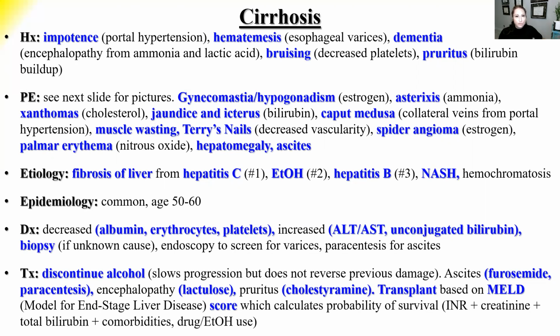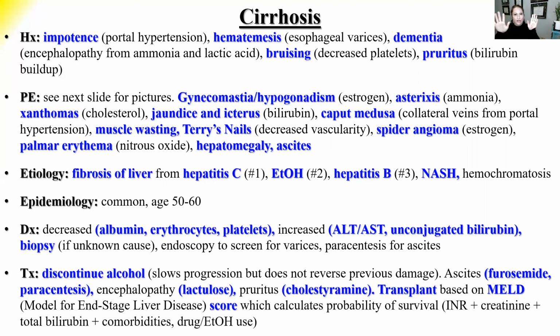They may develop bruising easily because they have decreased platelets. Remember, the liver has a huge role in the development of platelets. They may develop itching because of the bilirubin buildup. We can't get it out of the body, and so it starts to get itchy. We'll look at some pictures on the next slide here. Gynecomastia or hypogonadism. They have a buildup of estrogen in the bloodstream that can't be filtered out, so they develop these female characteristics.